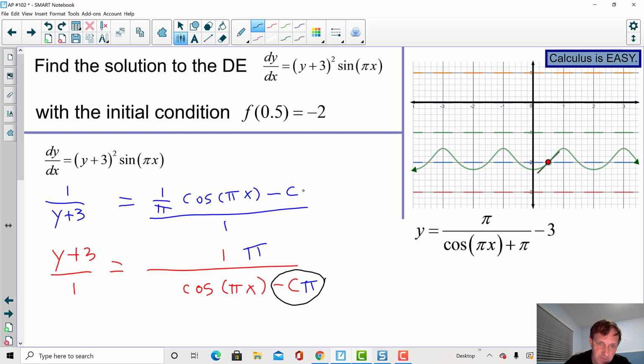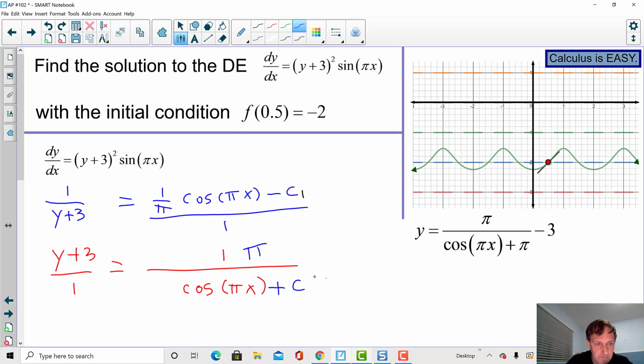Now -c times pi is all going to be a constant. So what I could do is just call this c1 up here. So this would be -c1 times pi, which is just another constant. So I'm going to replace all of that with just a plus c. So all of this, let's erase it. Let's put a plus c for all that stuff.